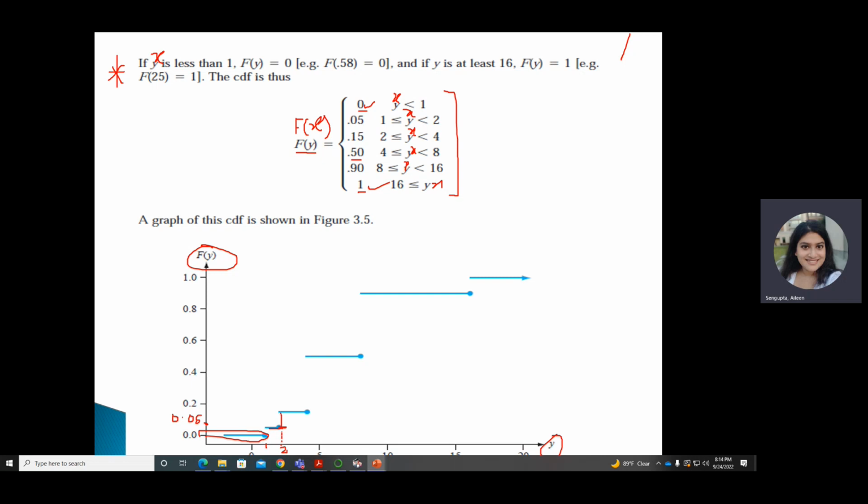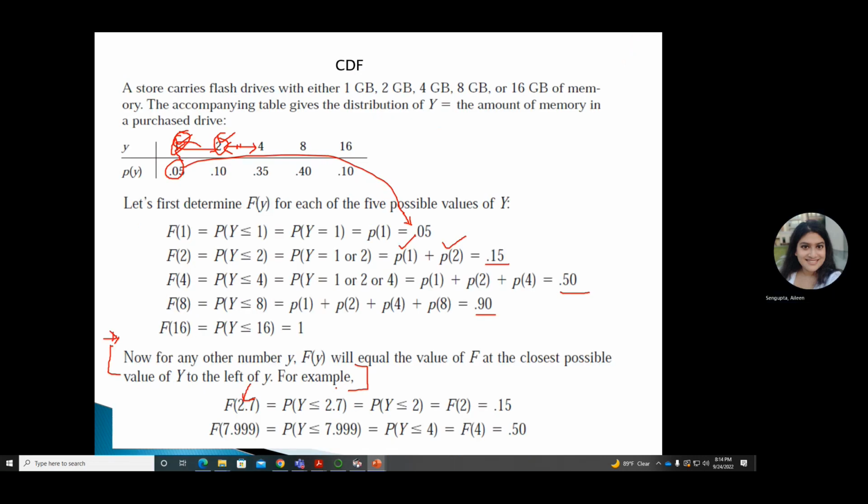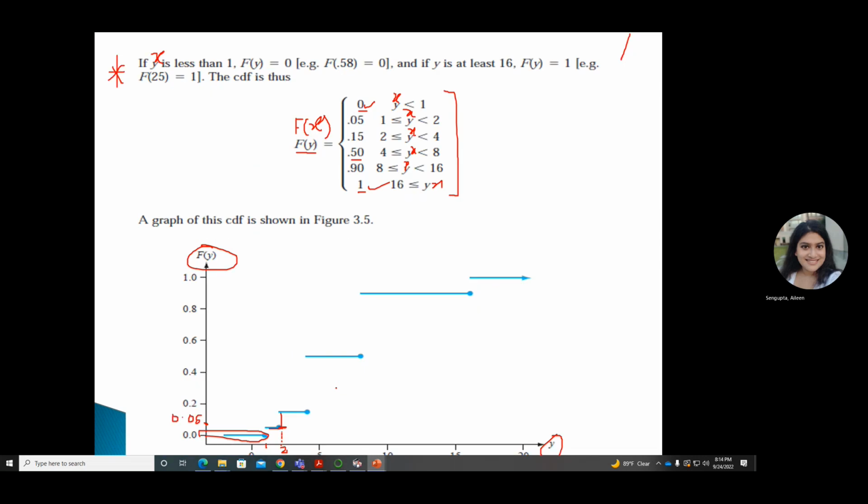It jumps up to the value of whatever is mentioned out here. Whatever the value out here is, and then it makes another jump to this specific value, whatever the value is out here. Just check the value, this is 0.5. So basically, you see that this is like a staircase kind of.